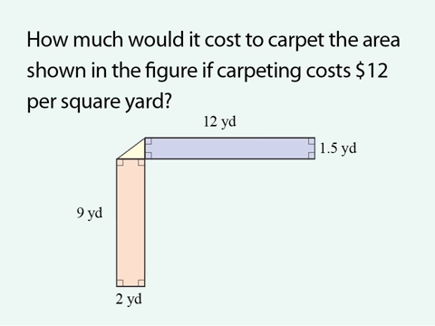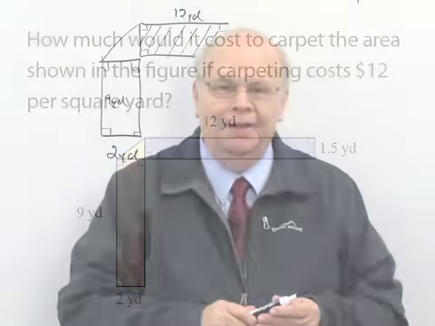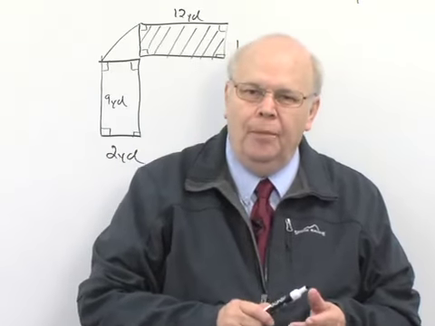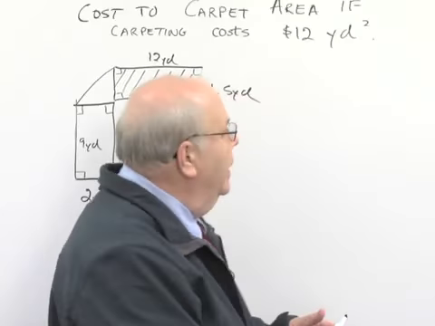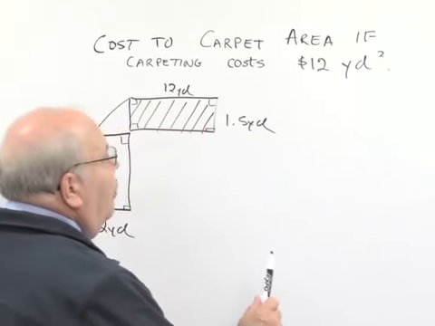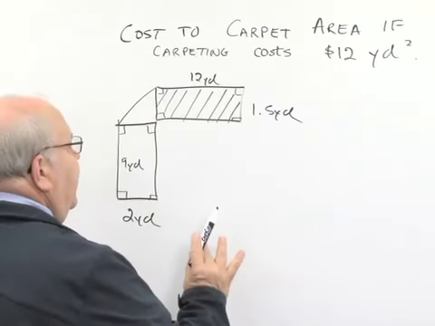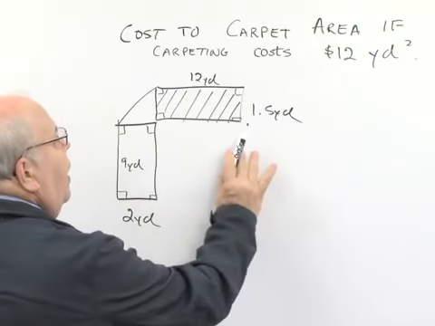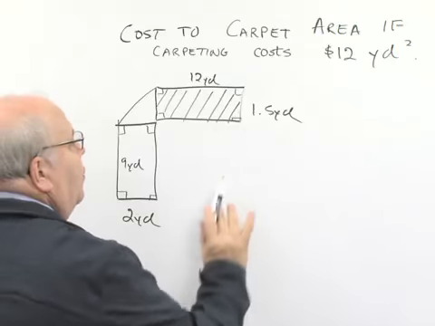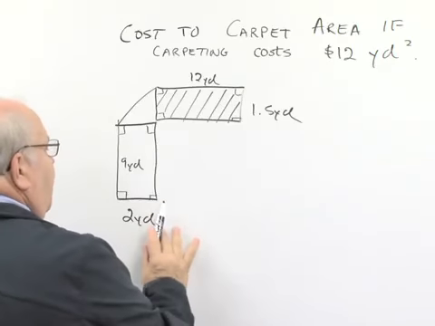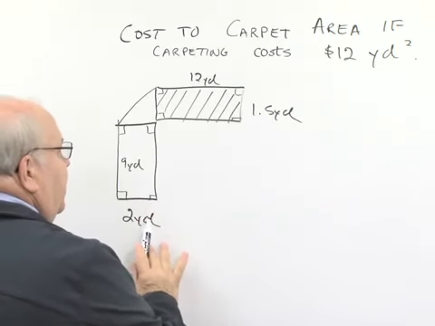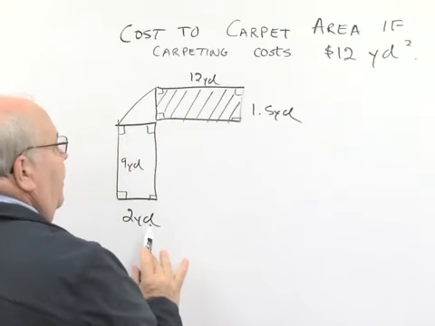How much would it cost to carpet the area shown in the figure if carpeting costs $12 per square yard? Now let's see how we actually go about finding this area. As you heard the problem being read, you are thinking about these 3 regions: a rectangle that's 12 yards by 1.5 yards, another rectangle that's 9 yards by 2 yards, and a triangle.